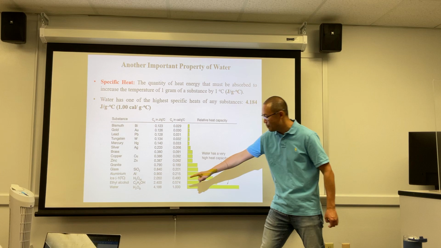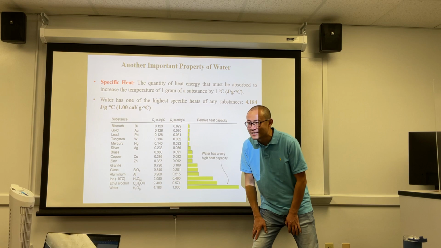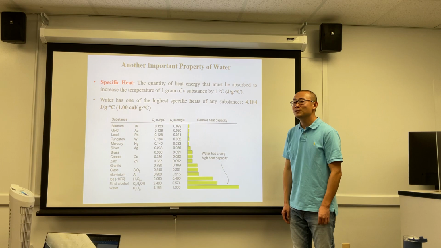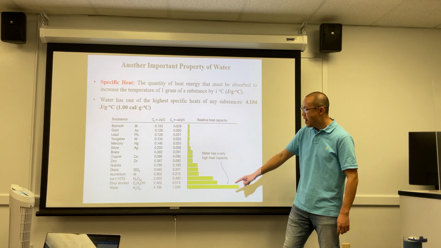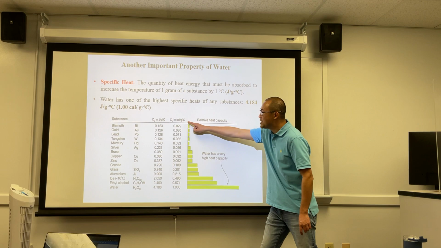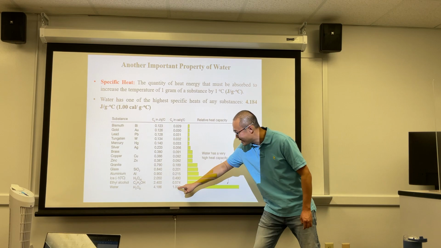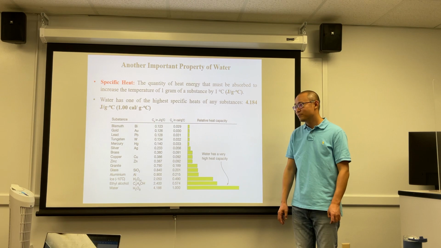And finally, last word. Guys, take a look at this number. Do you recall this number? 4.186. Where do we see this number? That's the conversion factor between two units of energy. One is joule, another one is calorie. You guys remember that? That's how calorie is defined. One calorie is the amount of heat needed to increase 1 gram of water by 1 degree Celsius. That's what we define as a calorie. Do you see that? One calorie is 4.186 joule. That is defined by the specific heat of water.